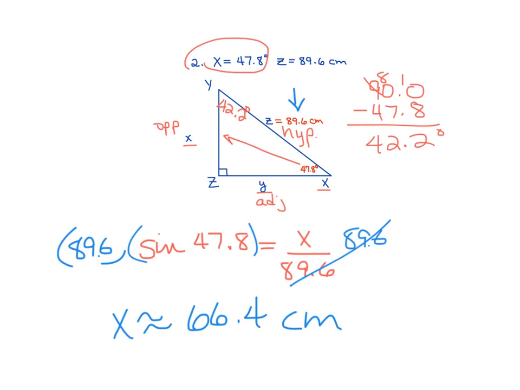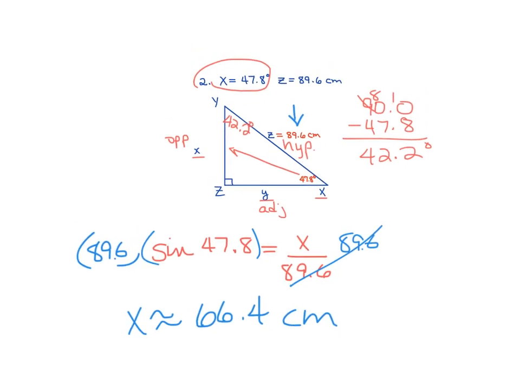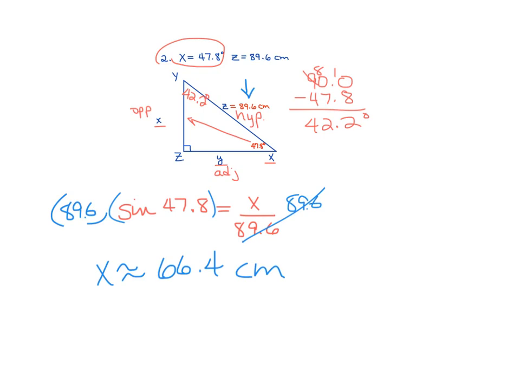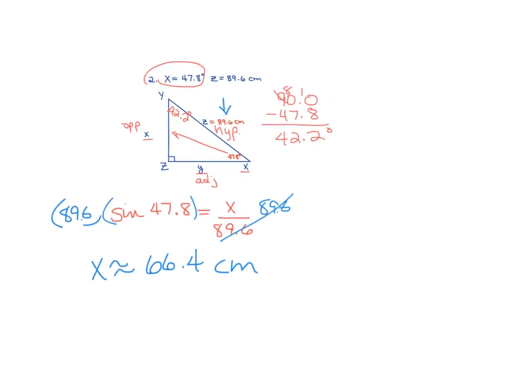You're going to round. I know last week we talked about truncating, but on the test, you're going to be rounding. To find lowercase y, or the side that's adjacent to my given angle, I'm going to do cosine this time. 47.8. I know cosine is adjacent over hypotenuse.